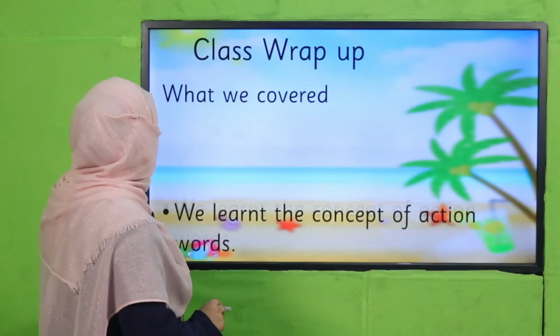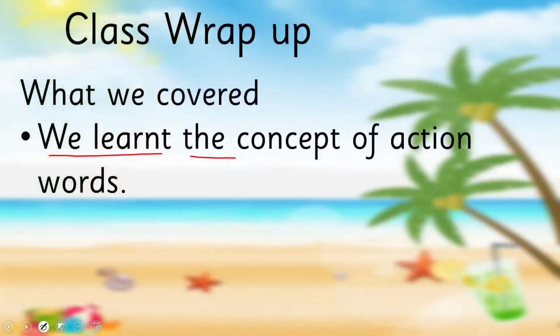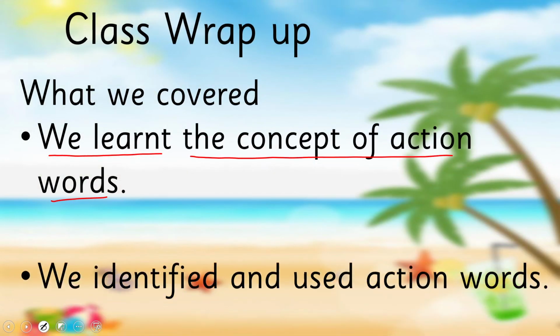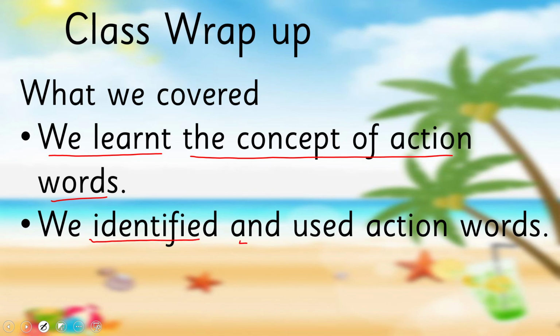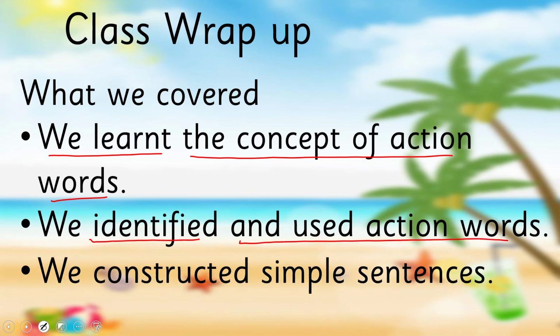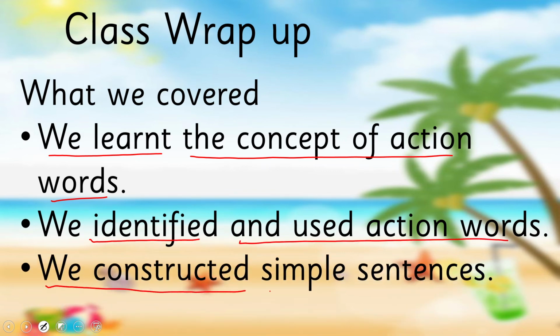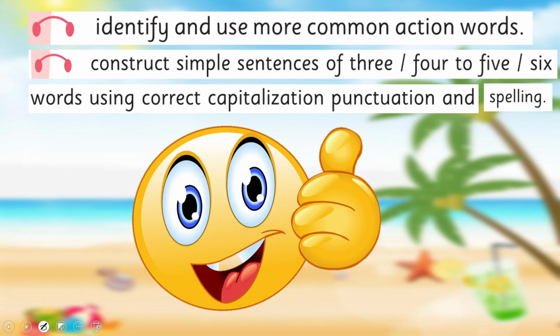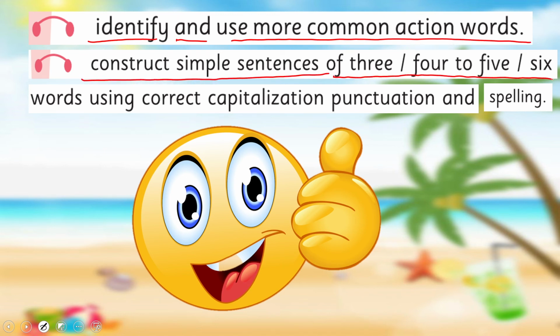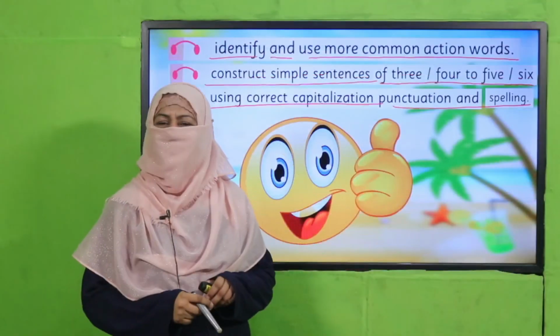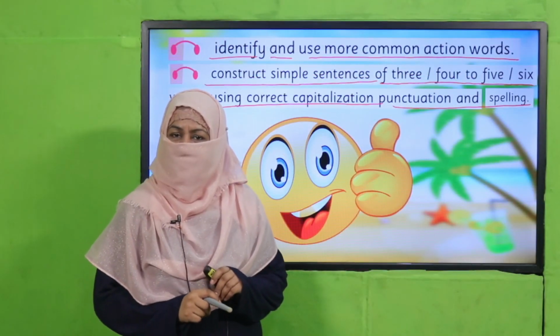So what we have learned today, we learned the concept of action words, and we identified and used action words. So we constructed simple sentences. So we achieved our SLO to identify and use more action words and construct simple sentences of 4 to 6 words using correct capitalization, punctuation, and spelling. Are we done with it? Yes. So that's it for today.